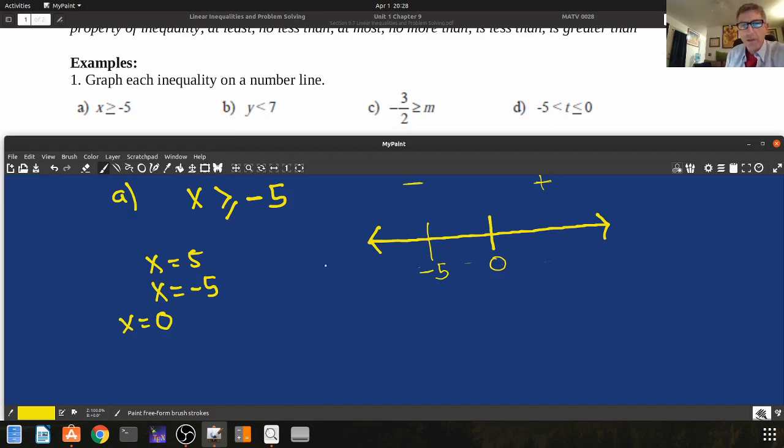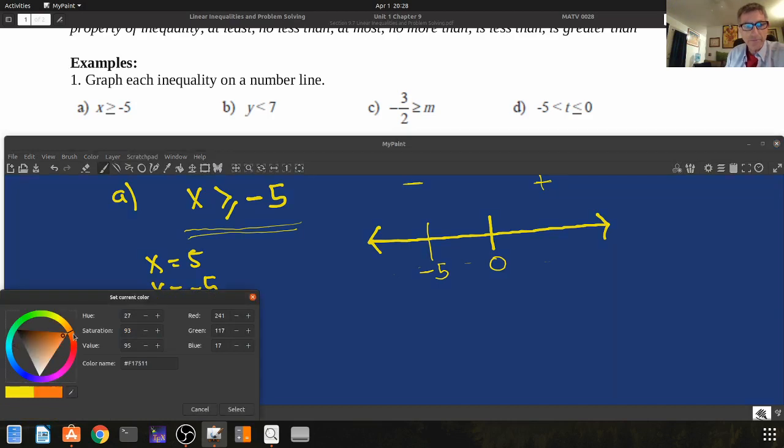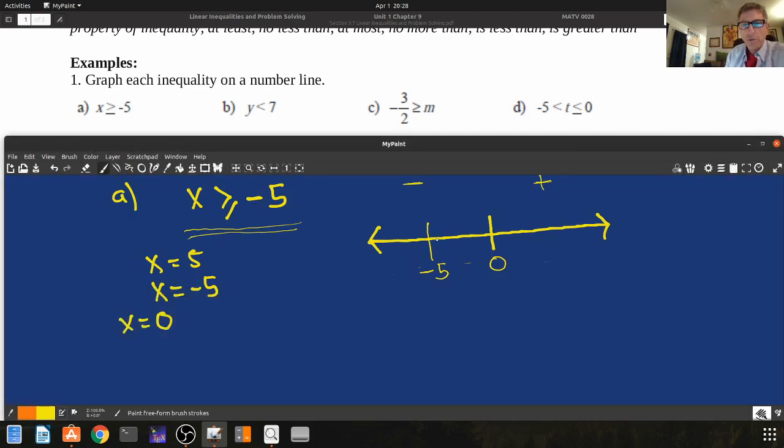I want to graph all numbers that make this inequality true, and we already found some of them. One of those actually includes minus 5 as a possibility. So what we do is all of the numbers greater than minus 5 work.